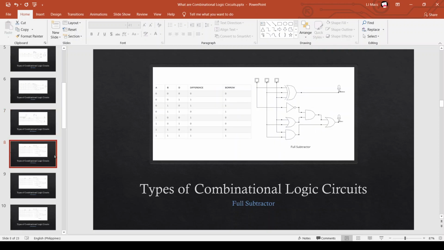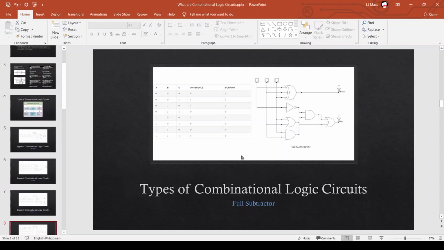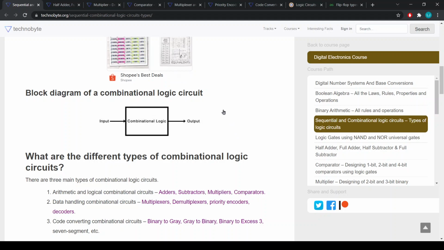For the full subtractor, we also have 3 inputs and we have the combinational circuit here. Okay, full subtractor.